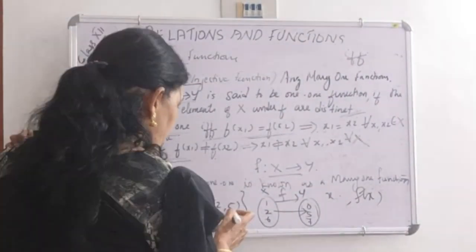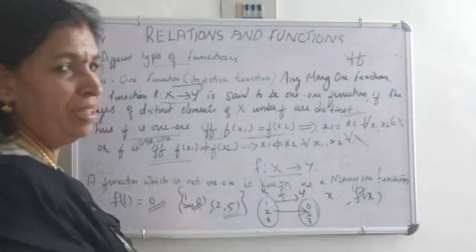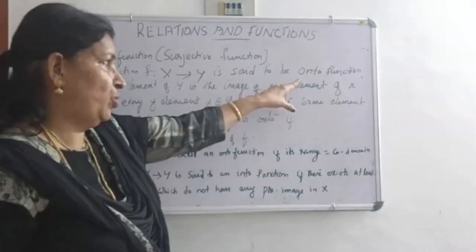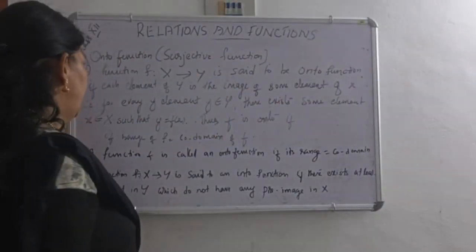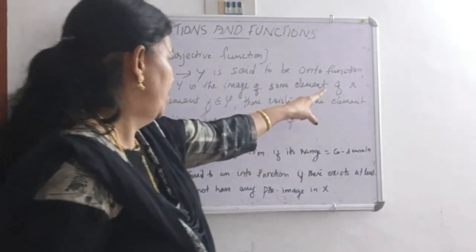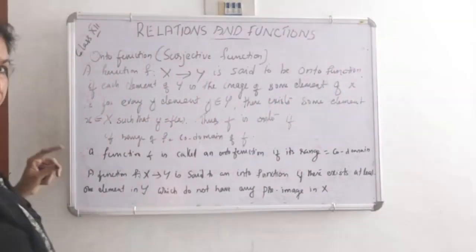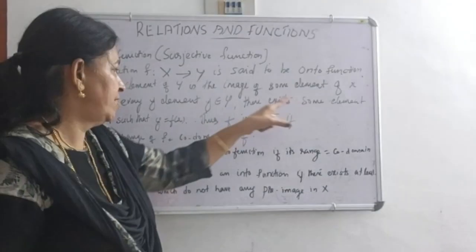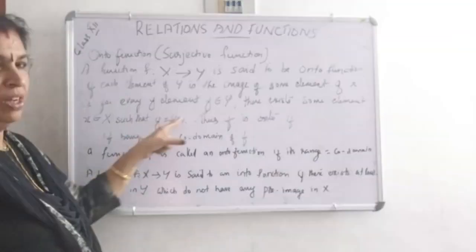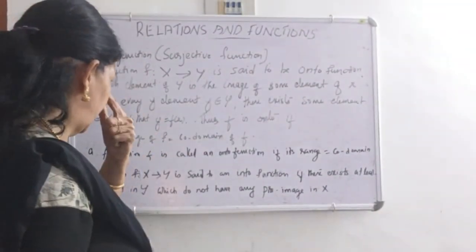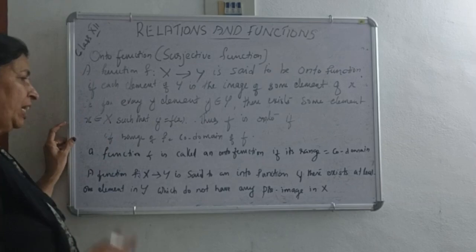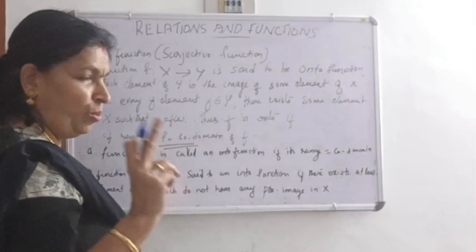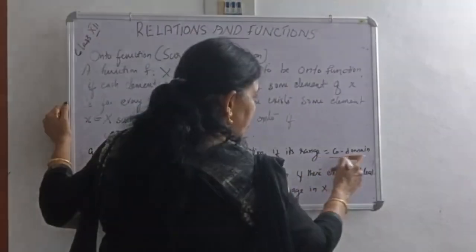ഇമേജ് എന്ന് പറയുന്നത് ഓർഡേഡ് പെയറിലെ സെക്കൻഡ് എലമെൻറ്റ് ഫസ്റ്റ് എലമെൻറ്റിൻ്റെ ഇമേജാണ്. ഓൺ ടു ഫംഗ്ഷൻ ഓർ സബ്ജക്റ്റീവ് ഫംഗ്ഷൻ. A function f from X to Y is said to be an onto function if each element of Y is the image of some element of X. That is, for every y element of Y, there exists some element x such that y equal to f(x). Thus, f is onto if range of f equal to codomain of f. A function is called an onto function if its range equal to codomain.